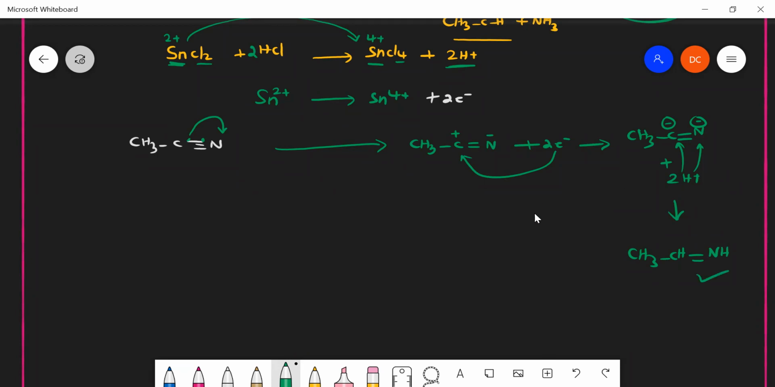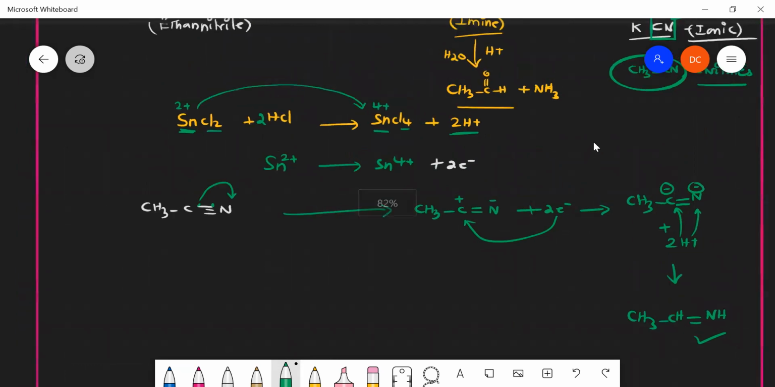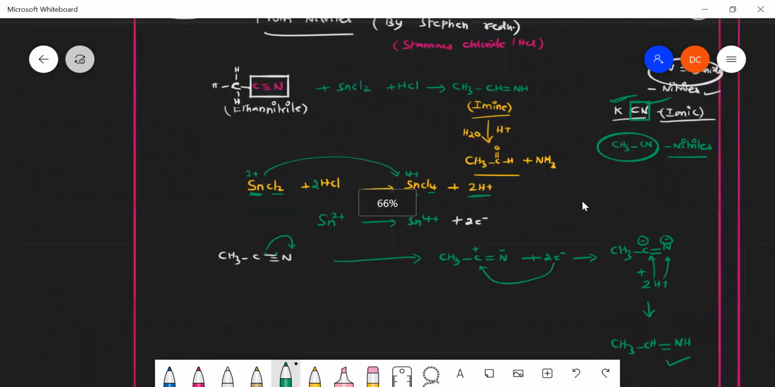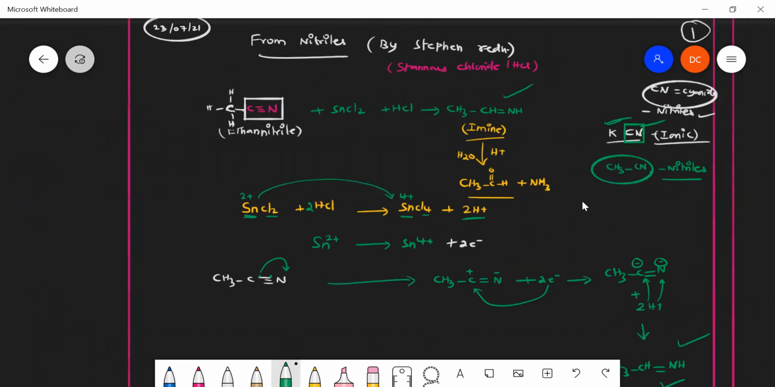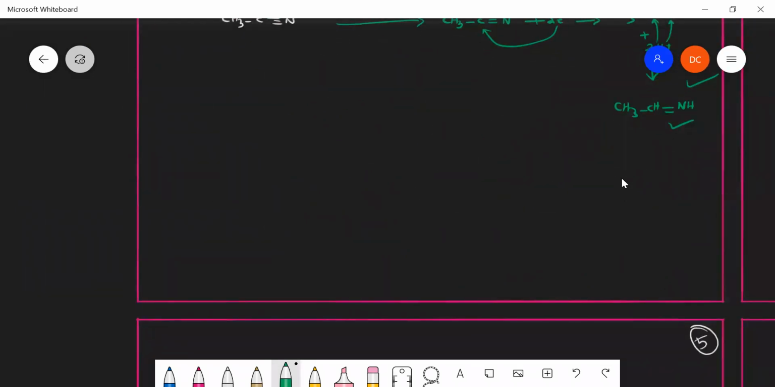So I got the imine as my product. CH3 CH double bond NH, that is my imine. Once I got the imine as a product, my further step will be like this. When CH3 CH double bond NH is there, it is going to react with the H plus ion.